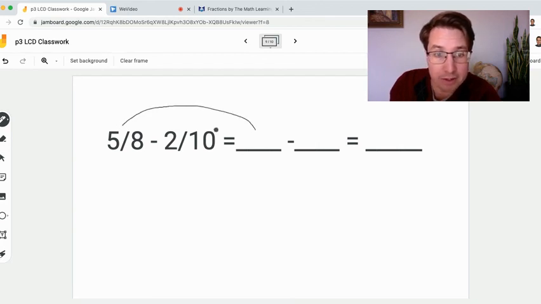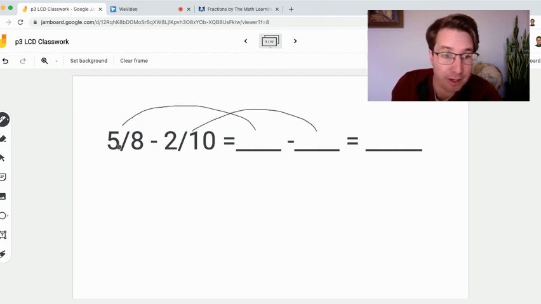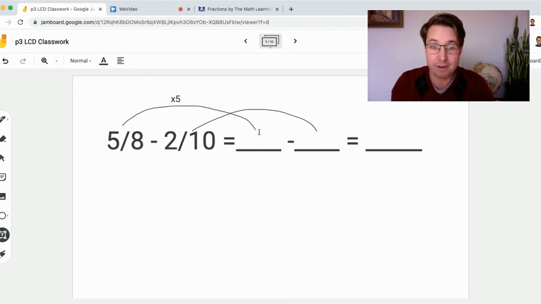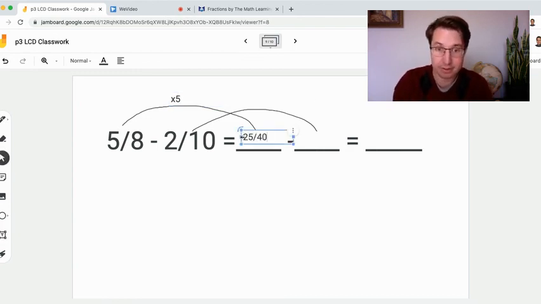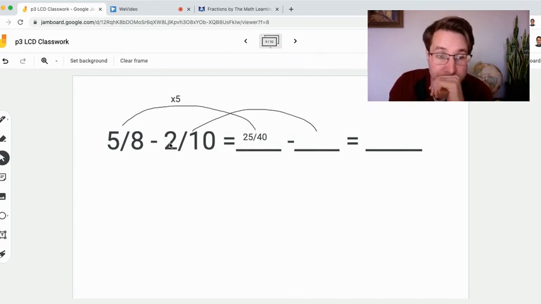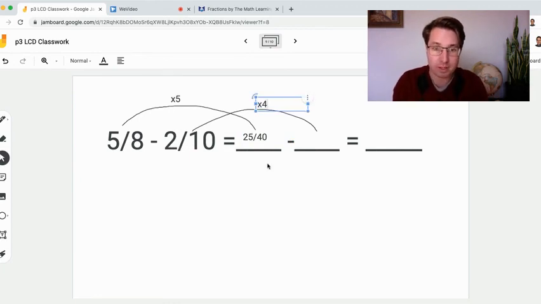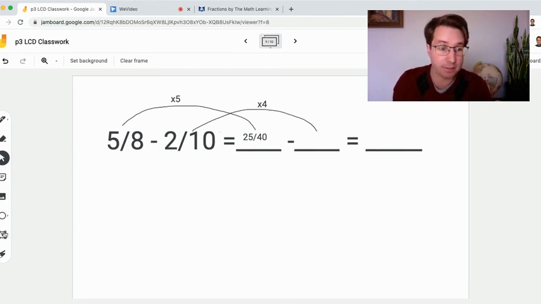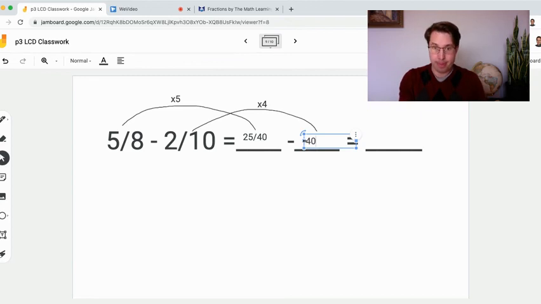Bring that over, and because we're going to 40, we need to multiply the numerator and the denominator by the same number. So 5 times 8 is 40, 5 times 5 is 25, 25/40. We have here 2/10, we're going up to 40, so this is going to be times 4. So 2 tenths times 4, that's going to be 8/40.